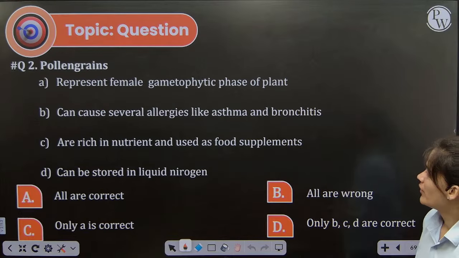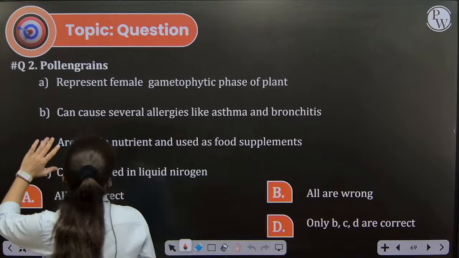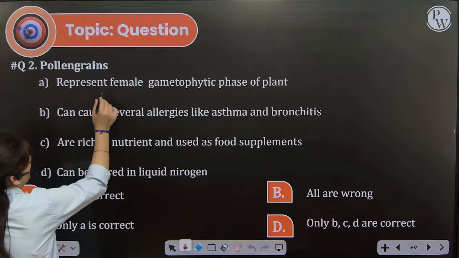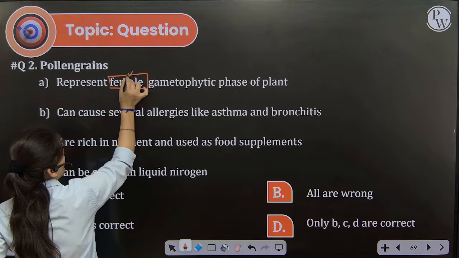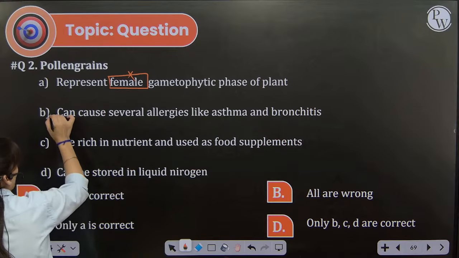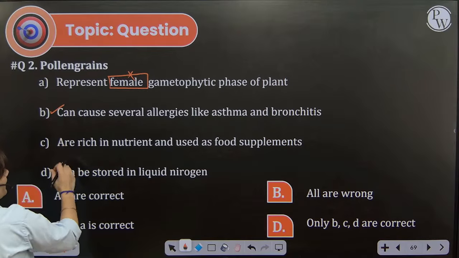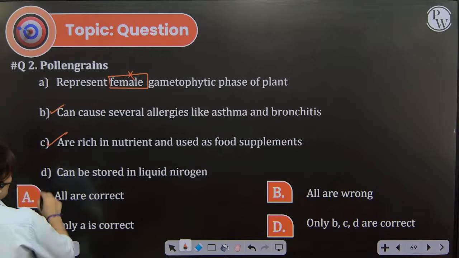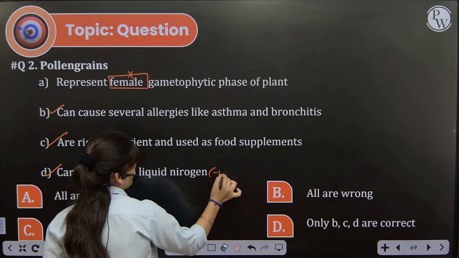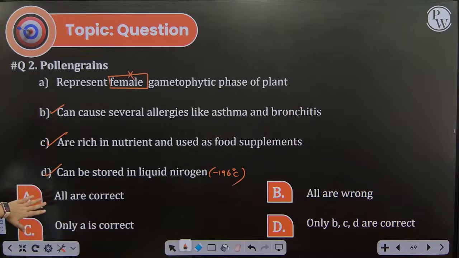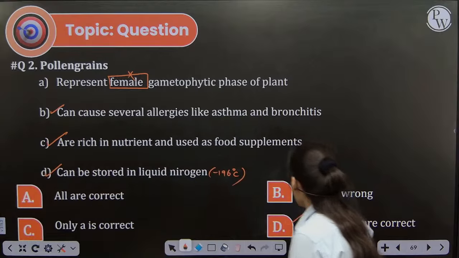Next question. Pollen grain represents the female gametophytic phase of the plant. It is the male gametophyte. Wrong. Pollen grain can cause several allergies like asthma and bronchitis. Pollen grains are rich in nutrients and are used as food supplements. Yes. They can be stored in liquid nitrogen, and we know the temperature of liquid nitrogen is minus 196 degrees Celsius. Only B, C, D are correct. So the correct option is D.